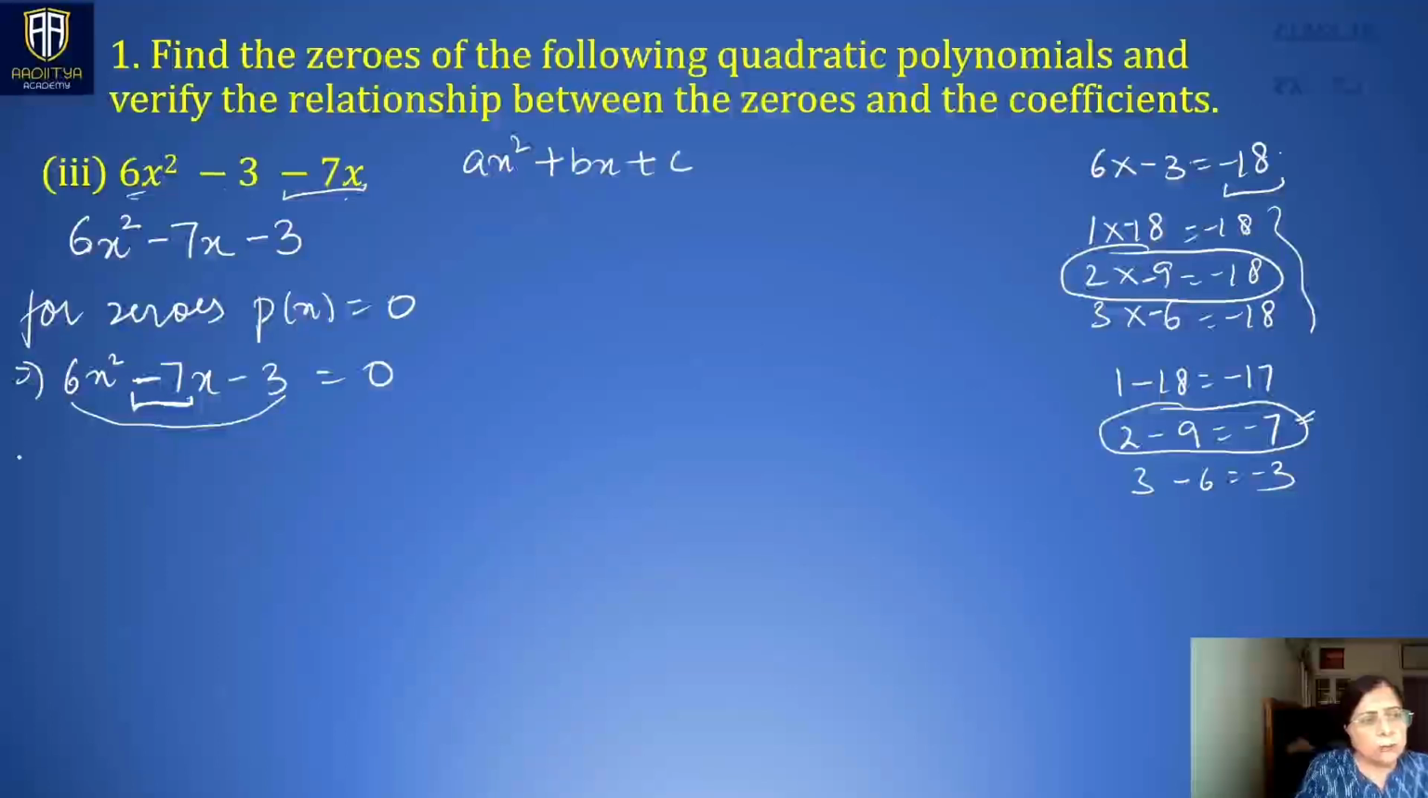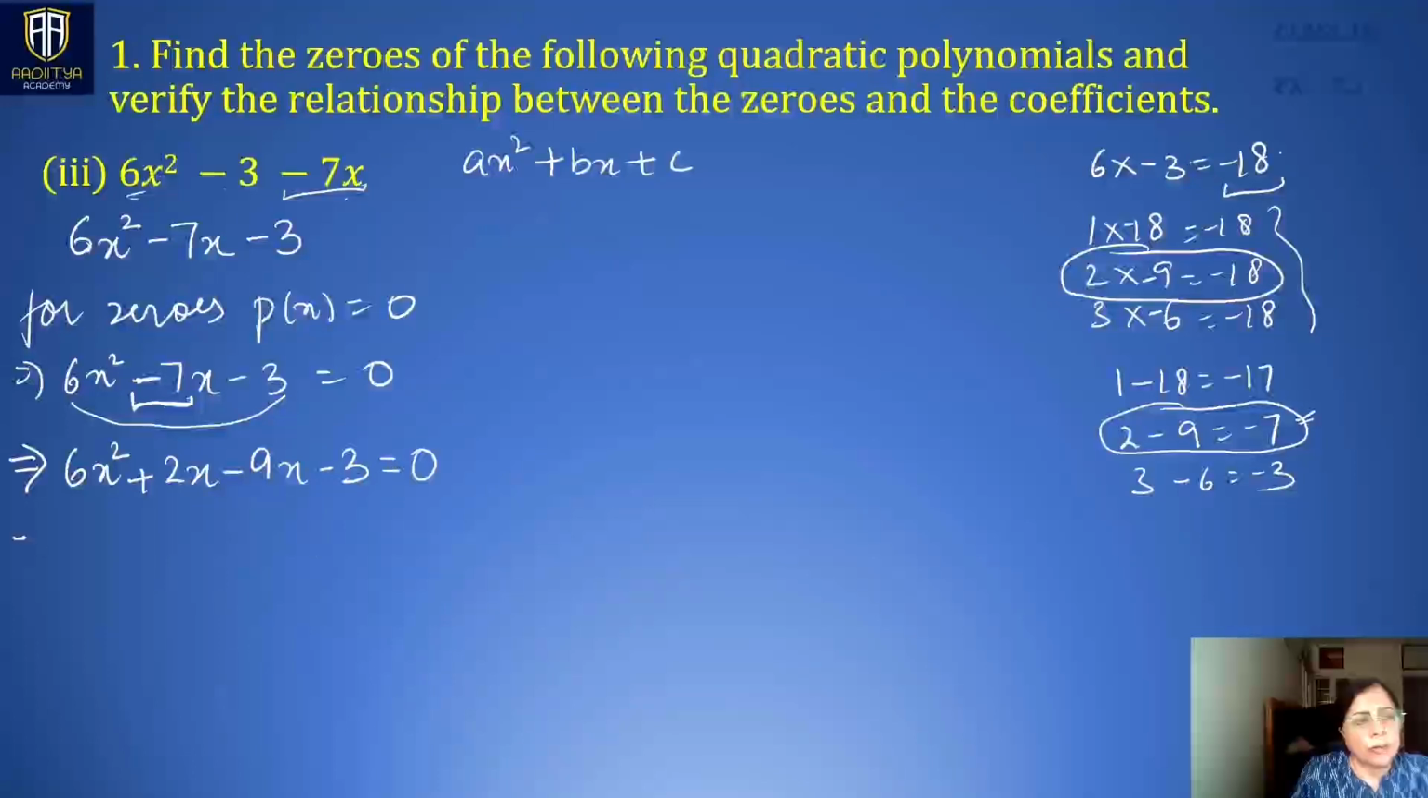Now I am splitting the middle term. This is 6x square, and I can write the middle term as positive 2x and negative 9x. So we get the product negative 18 and the sum negative 7.